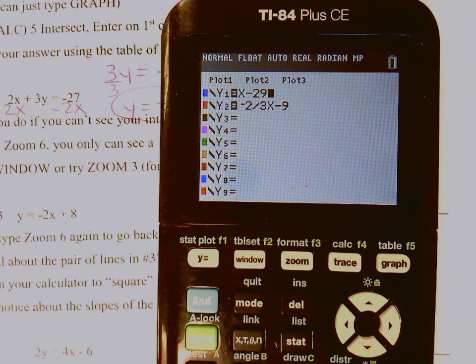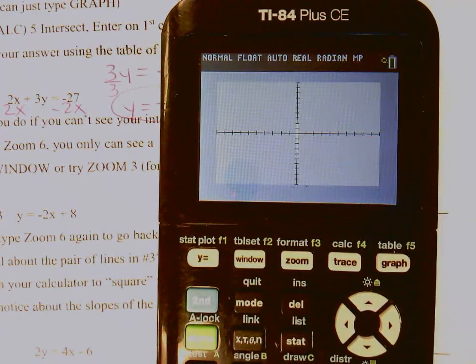And then we've already hit zoom 6, so we don't have to hit zoom 6 again. We could just hit graph. And hopefully you'll get something to show up. I can't remember what shows up. I can see one line, but I can't see the other line, it looks like. It's off of my viewing window.